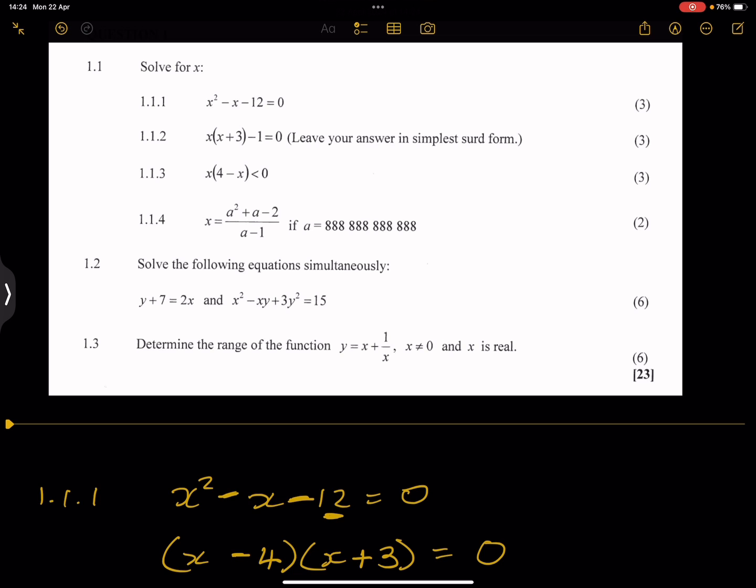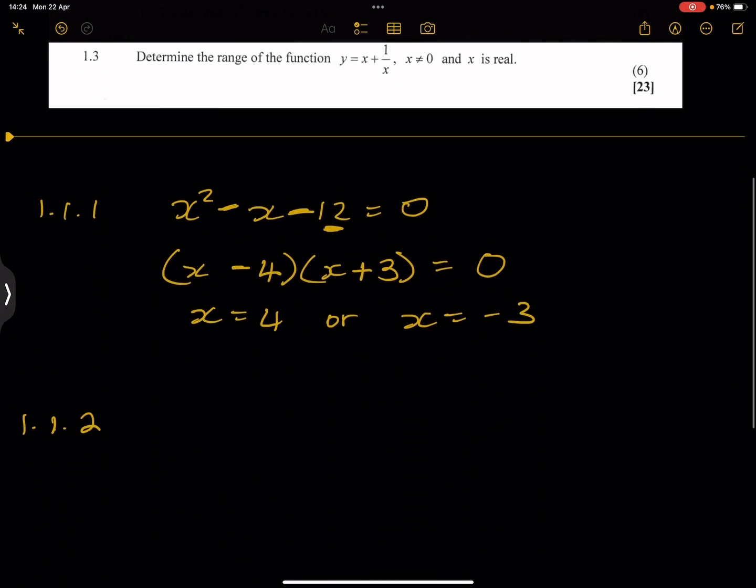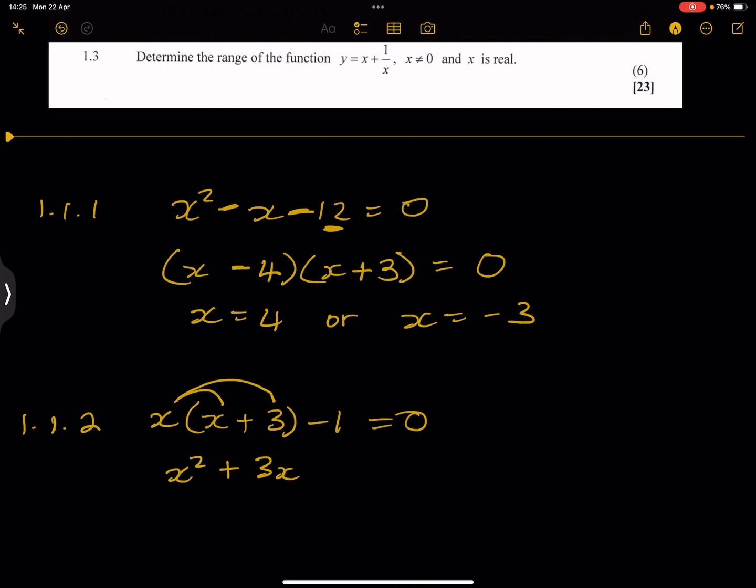Now, the moment they say we must leave the answer in simplified surd form, it means we will not be able to factorize, right? So that's x into x plus 3 minus 1, equal to 0. First, let's multiply out so that we put this in standard quadratic form. That's x times x, x squared, x times 3, plus 3x, minus 1, equal to x.